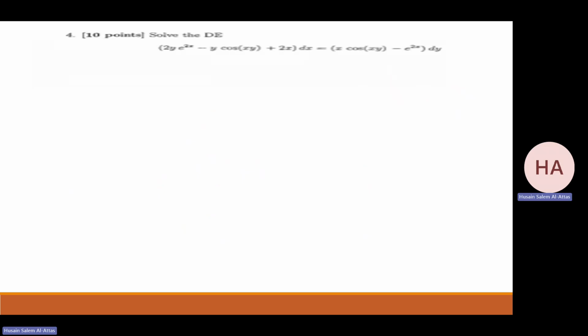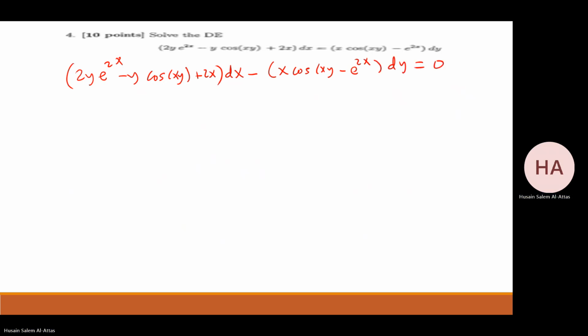Okay. Solve the differential equation. What comes to my mind is that it's exact. So first I need to rewrite it. Minus x cosine xy minus 2x dy equals 0. It cannot be linear, it cannot be Bernoulli, cannot be homogeneous. Can it be separable? It's very complicated to be separable. So I think it's exact.